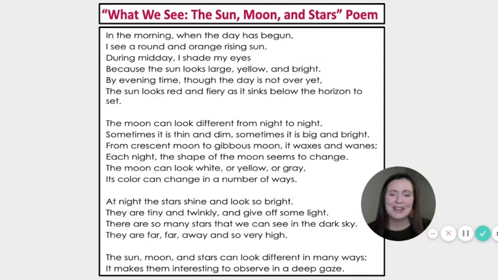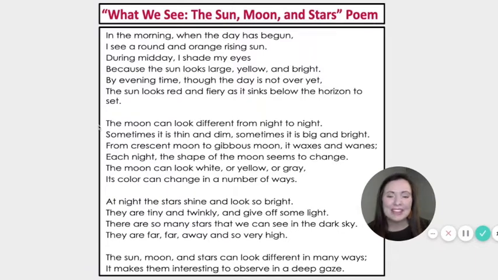In the morning, when the day has begun, I see a round and orange rising sun. During midday, I shade my eyes because the sun looks large, yellow, and bright. By evening time, though the day is not over yet, the sun looks red and fiery as it sinks below the horizon to set.